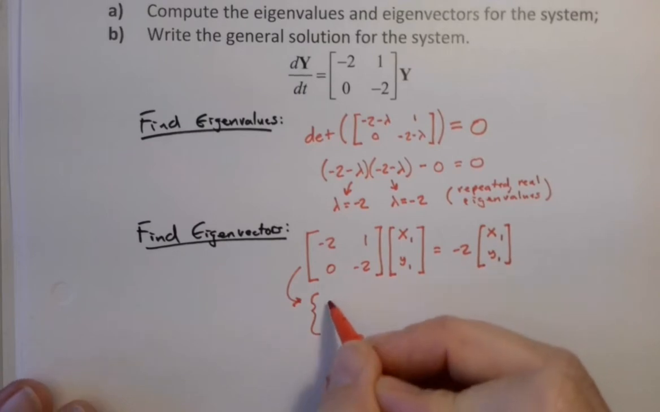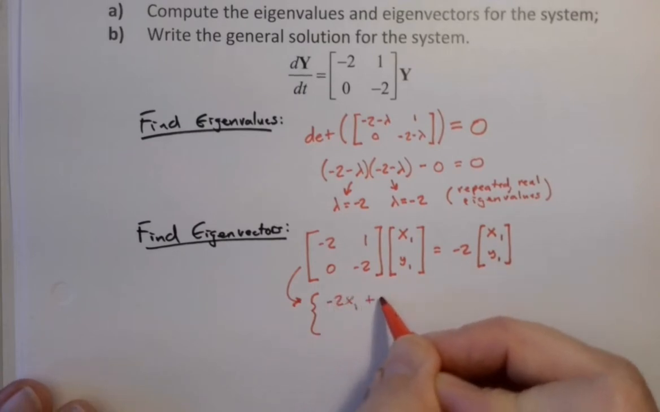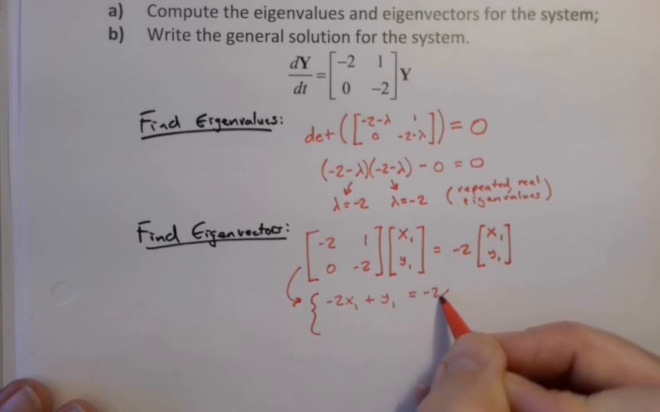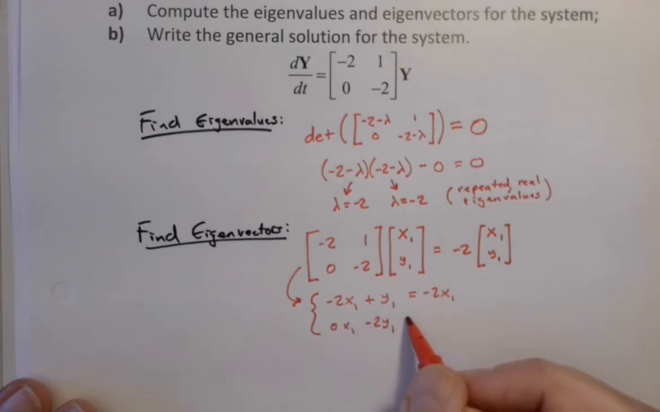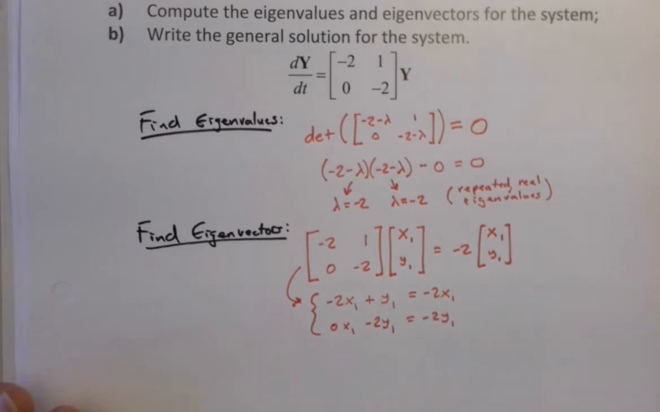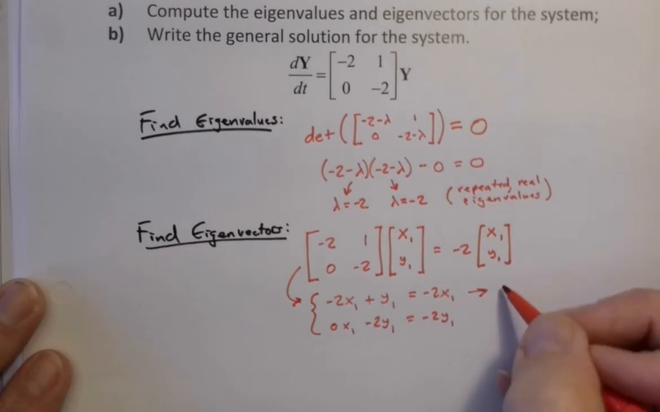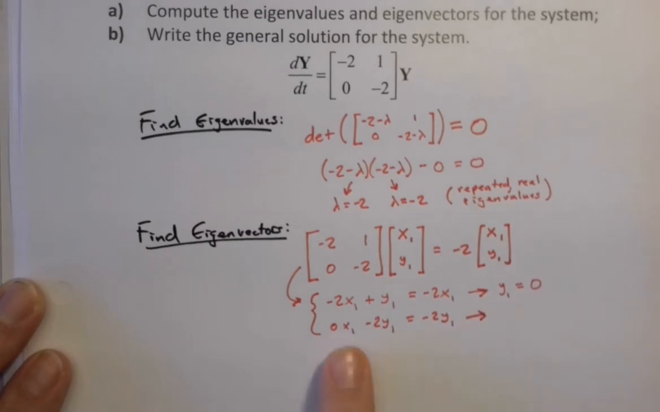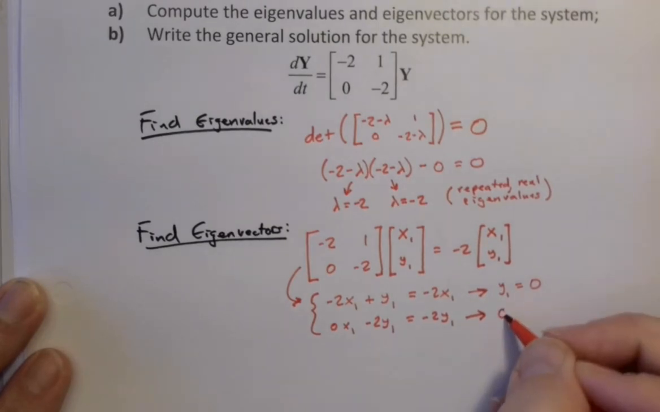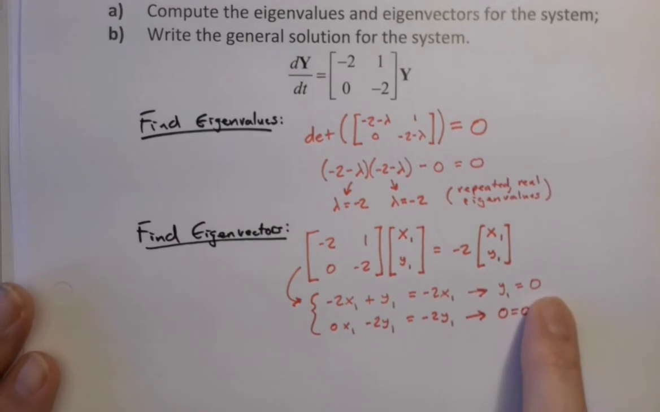The first one, top one, is -2x1 plus y1 equals -2x1. And then the bottom is, well, 0x1 minus 2y1 equals -2y1. And you can probably tell pretty quickly that the top equation simplifies into y1 equals 0. But the bottom one does something strange. There's no x involved. And so these two terms, if you move them all to one side, you wind up with nothing equals nothing.